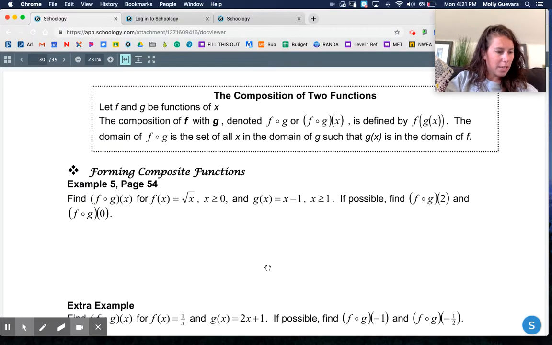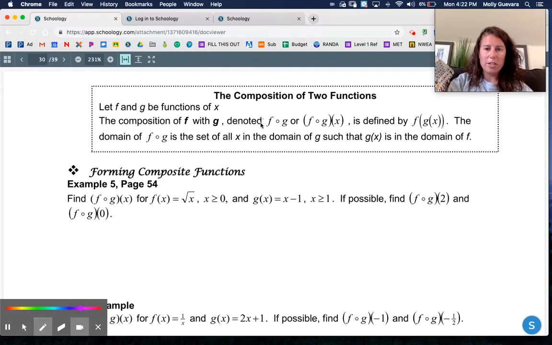Now, composition is kind of fun because what we're doing is we're taking two functions and we're plugging one function into the other function. Okay, so the composition of f with g, so here's my notation, right? It has this little open circle. So we could say f of g, or this is another way that you could say it, f with g of x, or you could say it here, f with g of x.